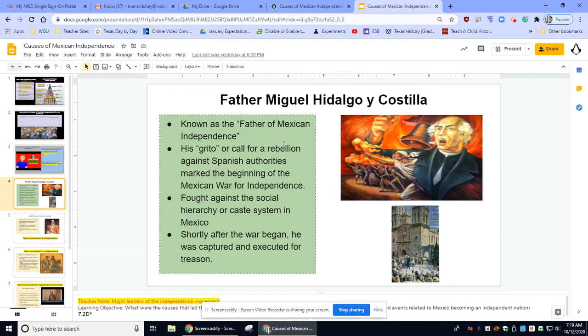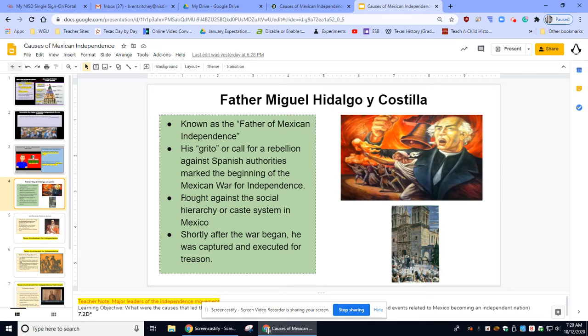Father Miguel Hidalgo y Costilla. This painting is a famous painting called the Grito de Dolores. It's the cry of Dolores. Dolores was the town where everything happened. It was the start of the revolution. Dolores in Spanish also means pain, so it's very fitting that it was the cry of pain. The people were in pain. They wanted to be free.